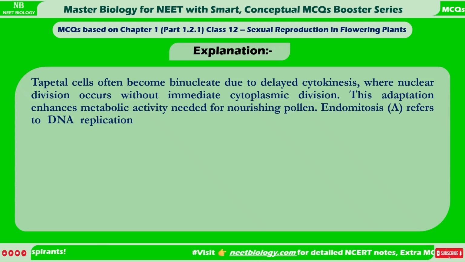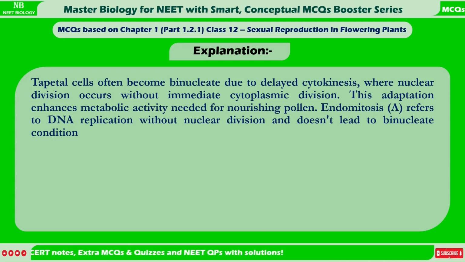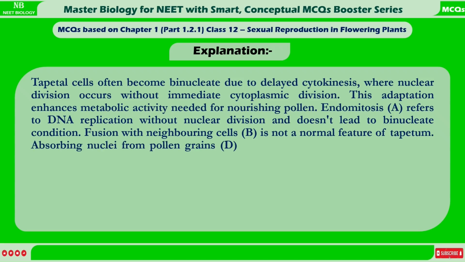Endomitosis, A, refers to DNA replication without nuclear division and doesn't lead to binucleate condition. Fusion with neighboring cells, B, is not a normal feature of tapetum. Absorbing nuclei from pollen grains, D, is biologically implausible. Hence, C, through delayed cytokinesis is the valid answer.